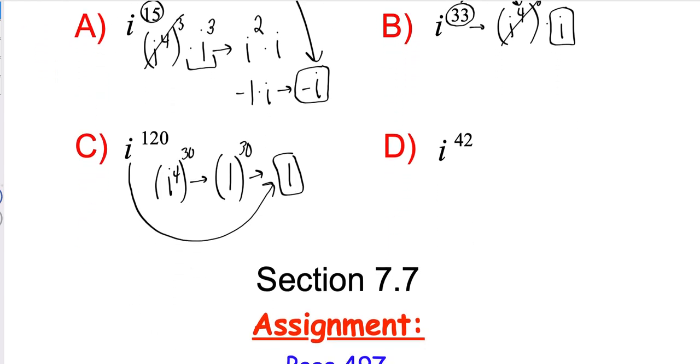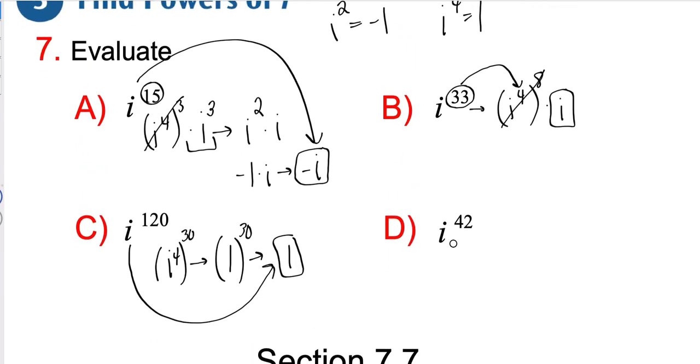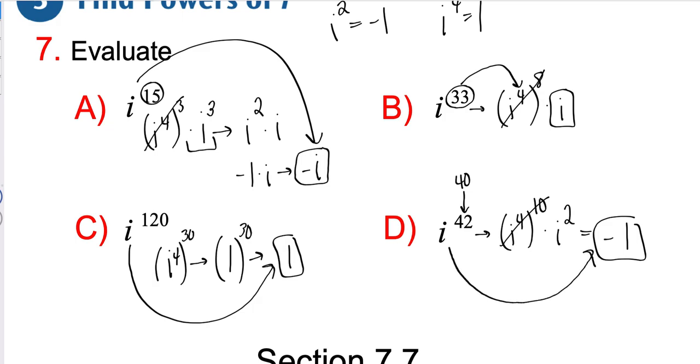And we got another one of these. So i to the 42. Again, how many i to the fourth can I get out of there? Well, I can take 10 i to the fourth, and that would be 40 of those, right? So how many of those do I have left? I have 2 of them left. So this is just a 1. It's gone. And then we have i squared left over. And then we're going back to here. What does i squared equal? i squared is just a negative 1. So this simplifies to just a negative 1.